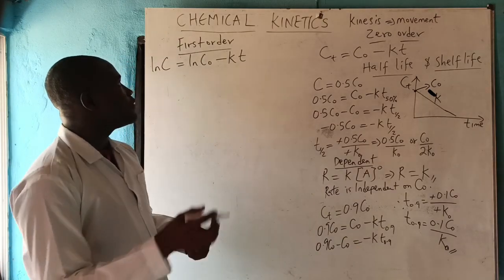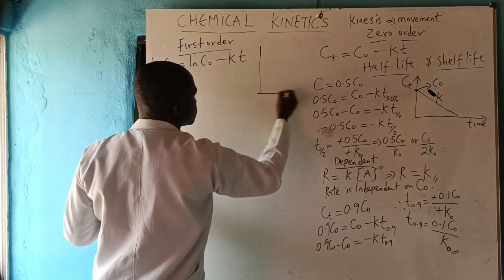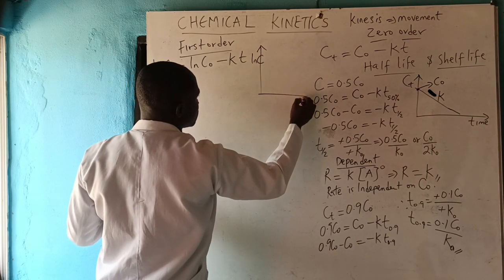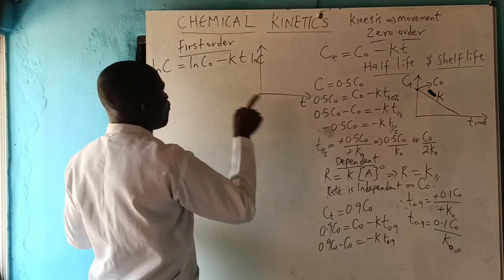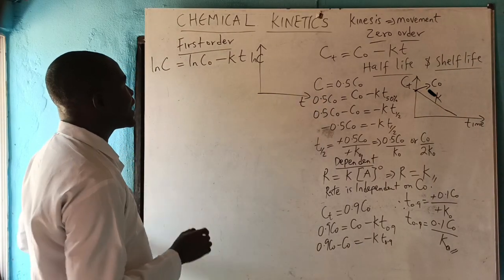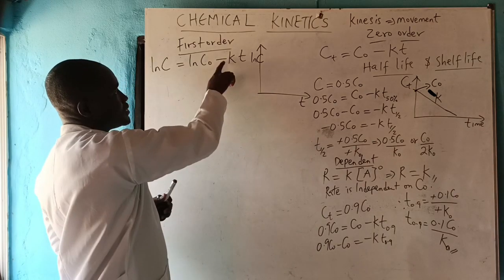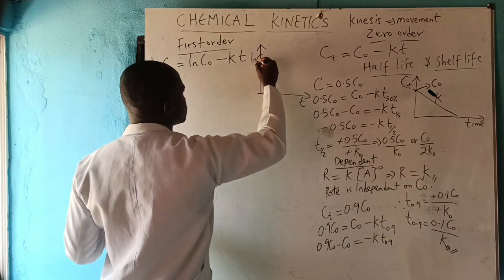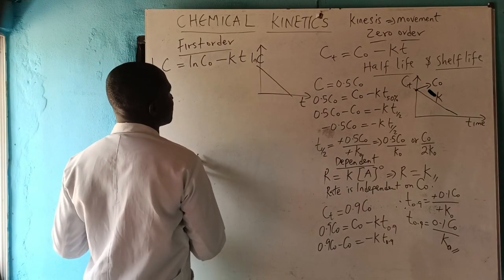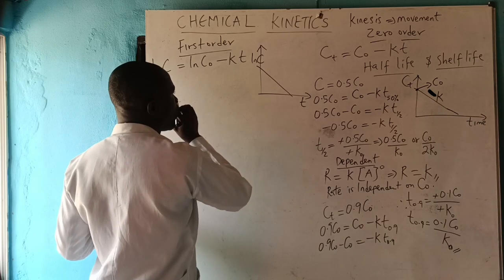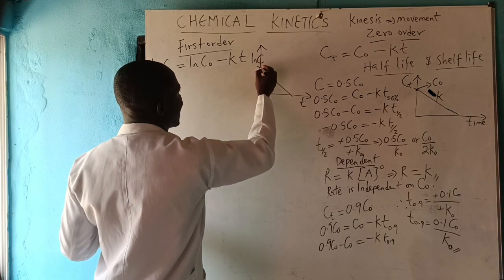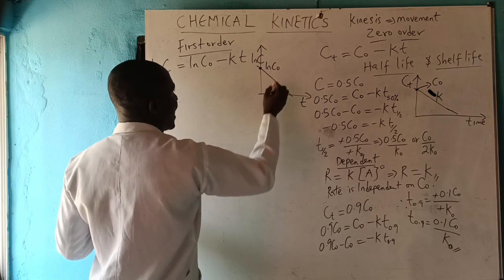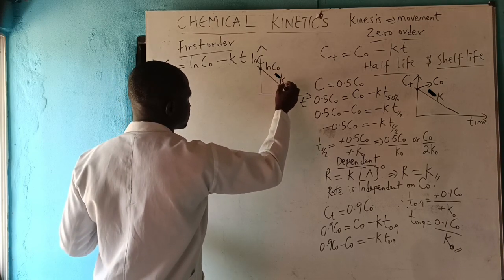Now in first order, look at how the graph goes. The graph of ln C against time. Here the slope is negative, so it will give you a negative graph. What you do here is, the point at which you meet your y-axis is called ln CO, and the slope is called K1.